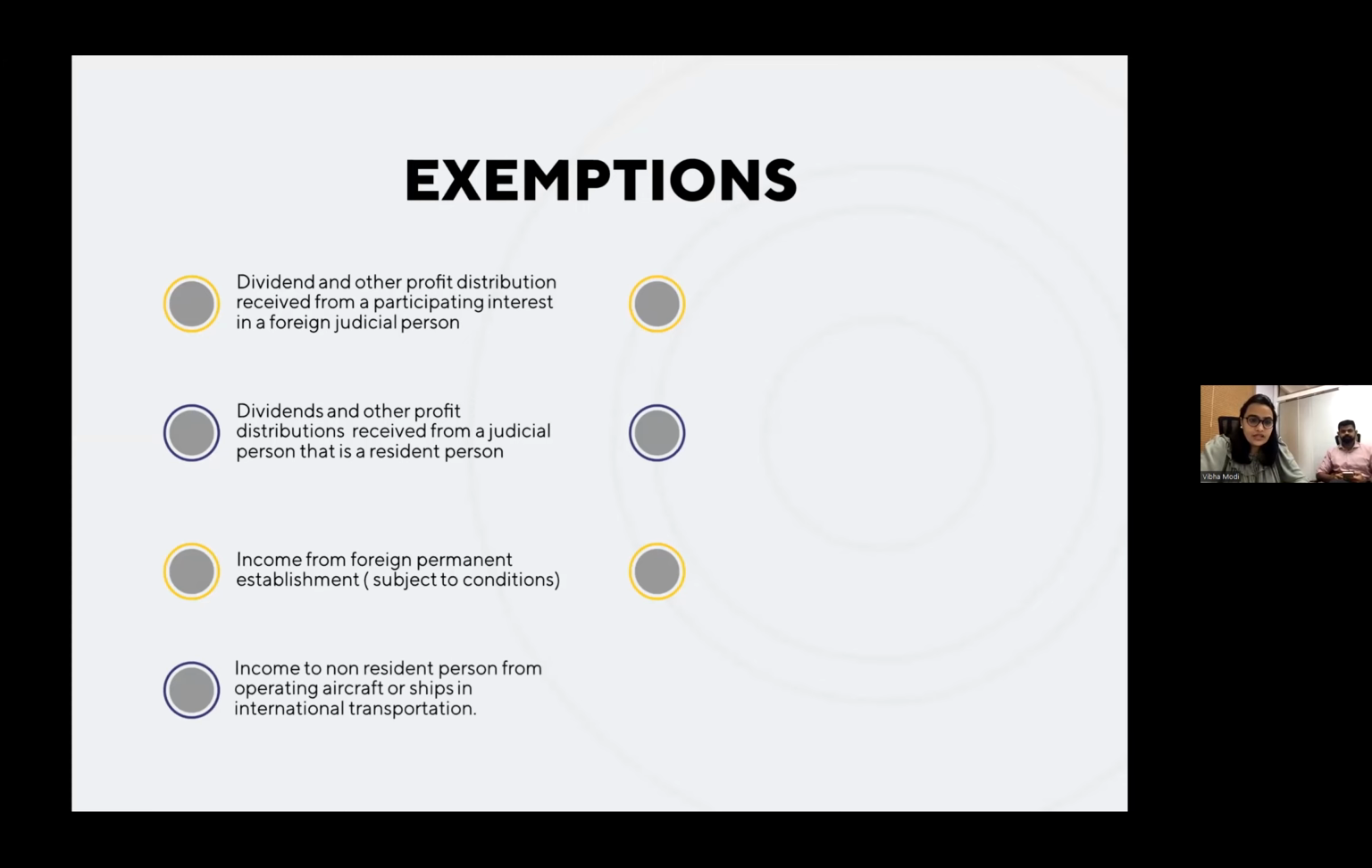Then income to a non-resident person from operating aircraft and ships in international transportation. So if you are a non-resident person and you have any income from operating any aircraft or ships in international transportation, they have given the exemption on the same also.